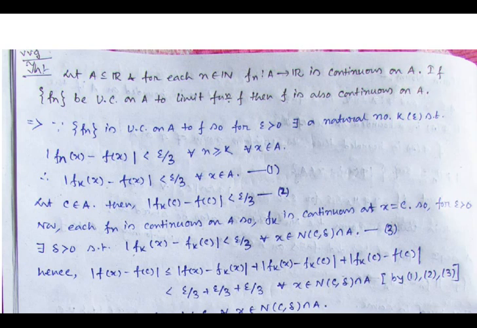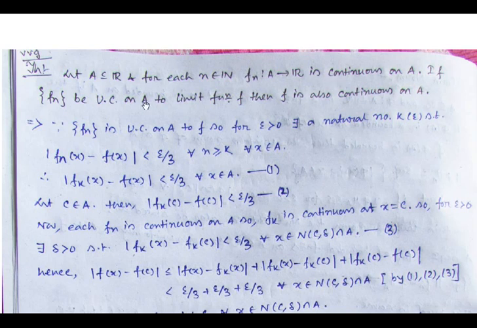So this means that if the sequence of functions f_n is uniformly convergent on a set A, where each and every term of the sequence is a continuous function, also the limit function we have in our hand, and if the convergence is a uniform convergence, then the limit function becomes automatically continuous on the set A. So let us start with the proof.